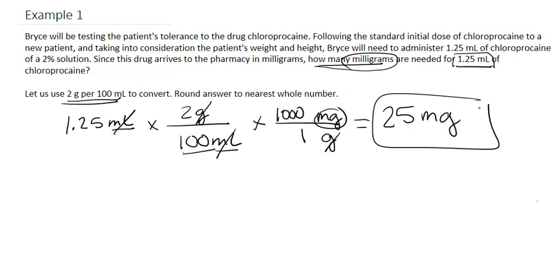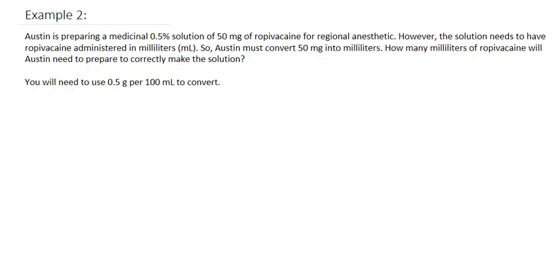So let's go to another example. Example 2. Austin is preparing a medicinal 0.5% solution of 50 milligrams of ropivacaine for a regional anesthetic. However, the solution needs to have ropivacaine administered in milliliters. So Austin must convert 50 milligrams into milliliters. How many milliliters of ropivacaine will Austin need to prepare to correctly make the solution? You will need to use 0.5 grams per 100 milliliters to convert.